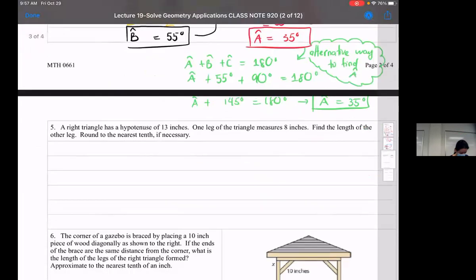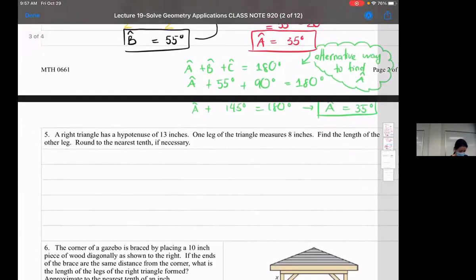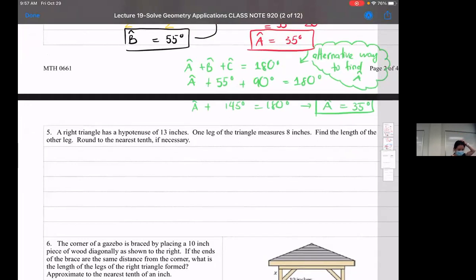I want you guys to try number 5. Maybe just draw the picture out and label it. You don't have to solve everything. In the meantime, let me text my TA.